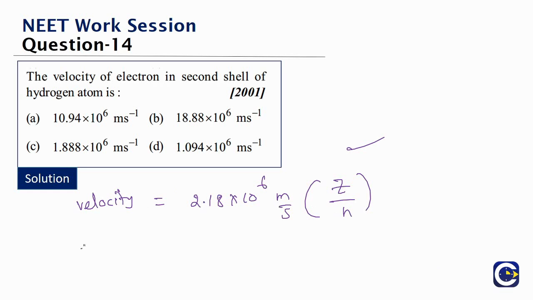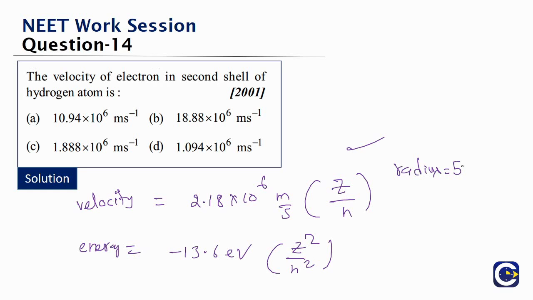Then we have the energy relation: minus 13.6 electron volt into Z square by n square. Here the factor for energy will be the square of the factor for the velocity. Then we have the radius, of course the important one. Radius will be equal to 52.9 picometer into the radius factor n square by Z. Quite a number of years we got questions asked on the Bohr model results. If you remember these formulae, these kinds of questions can be answered straight away.